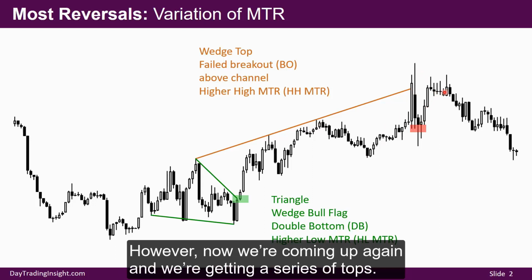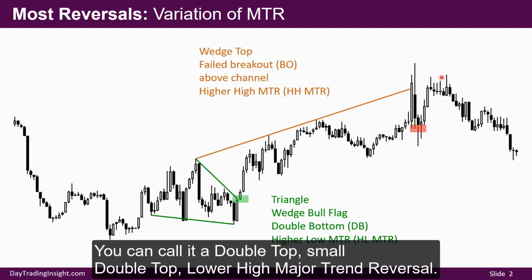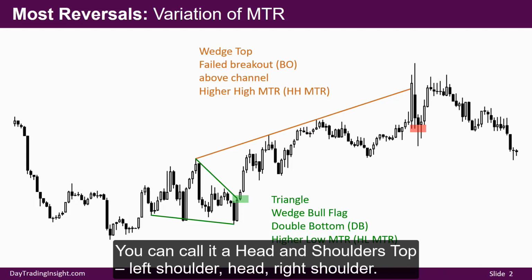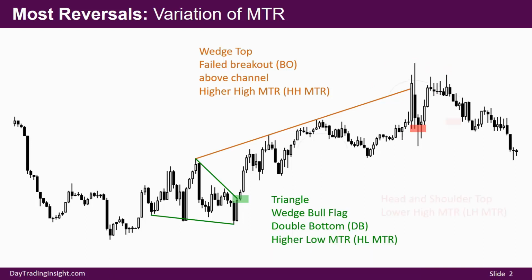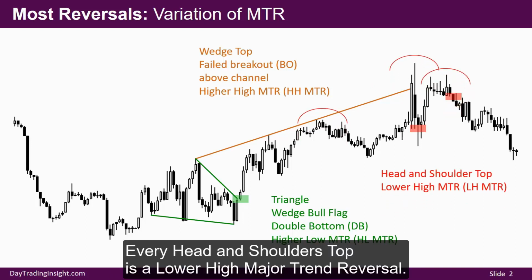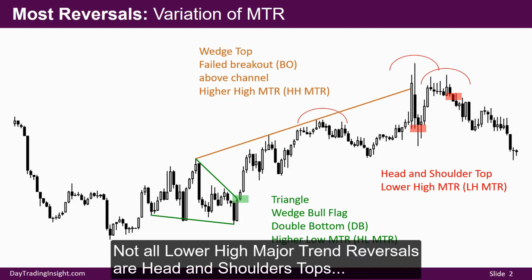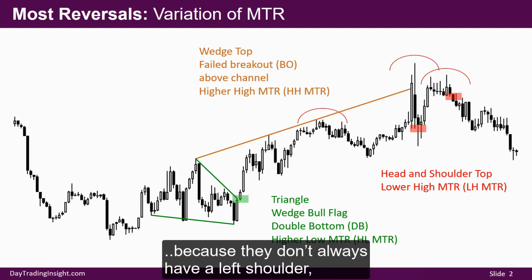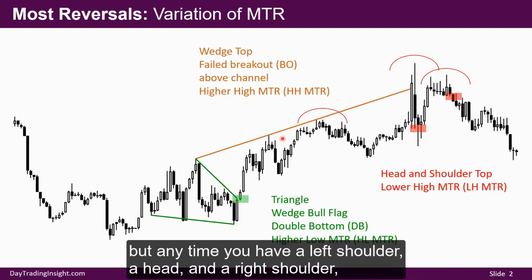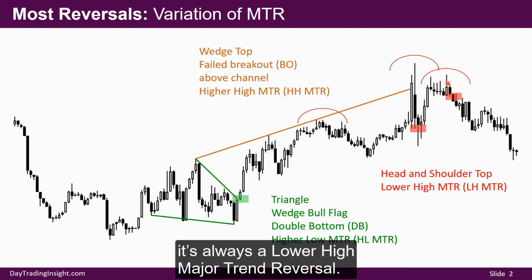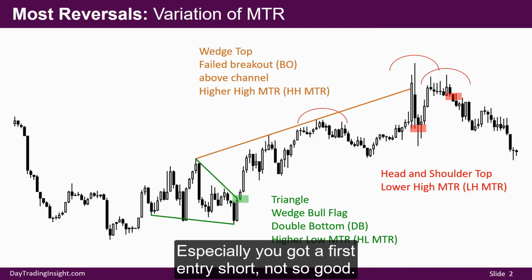However, now we're coming up again and we're getting a series of tops. You can call it a double top, small double top, lower high major trend reversal. You can call it a head and shoulders top, left shoulder, head, right shoulder. Every head and shoulders top is a lower high major trend reversal, every one. Not all lower high major trend reversals are head and shoulders tops because they don't always have a left shoulder. But anytime you have a left shoulder, a head, and a right shoulder, it's always a lower high major trend reversal. So you sell on the reversal down, especially you got a first entry short, not so good.